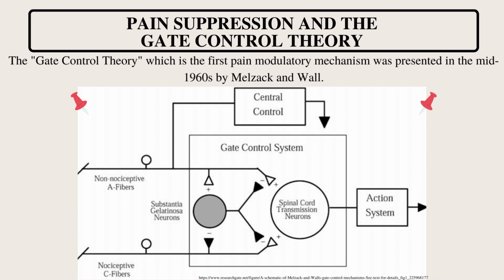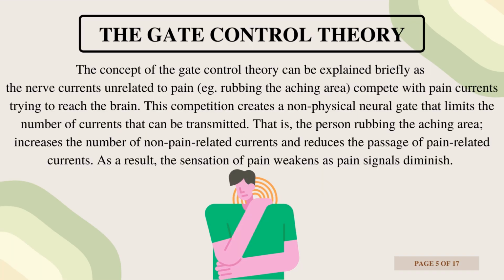The gate control theory, which is the first pain modulatory mechanism, was presented in the mid 1960s by Melzack and Wall. The gate theory indicates that at the spinal cord level, non-noxious stimulation will produce presynaptic inhibition on dorsal root nociceptor fibers, and this presynaptic inhibition will block incoming noxious information from reaching the CNS.